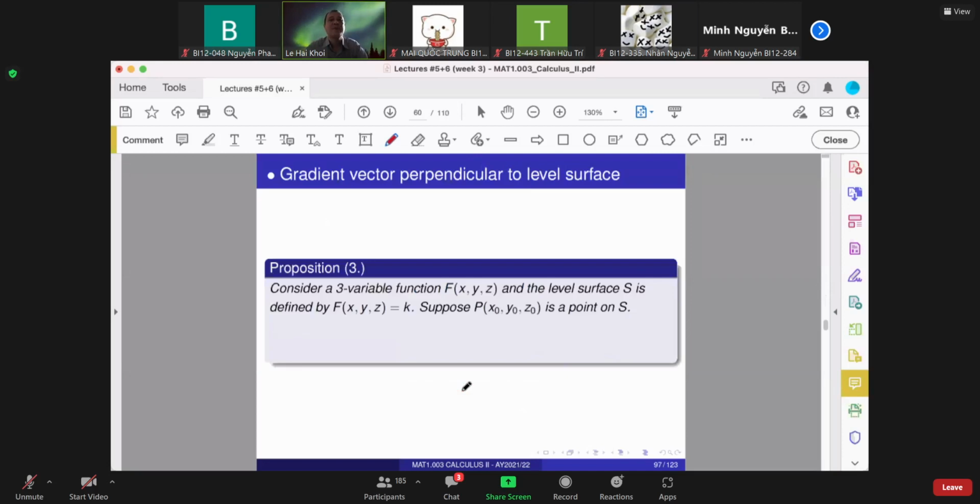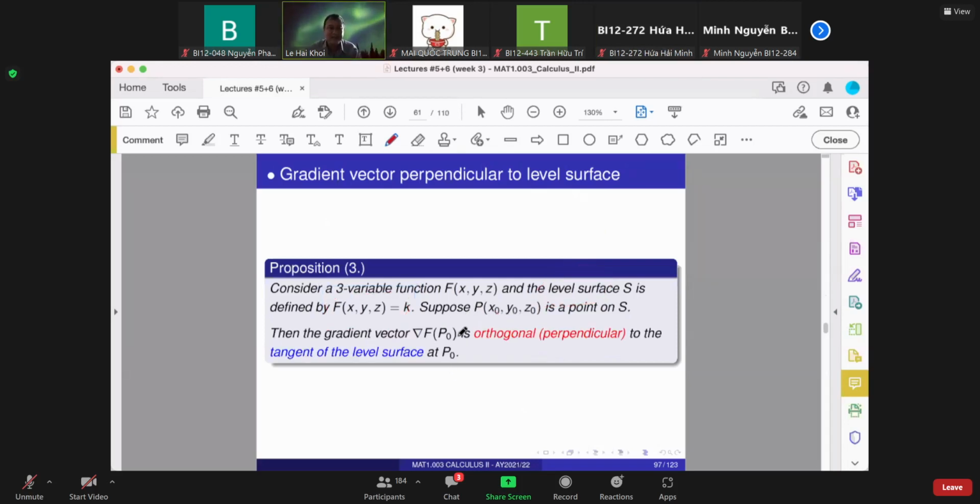Okay, so how about three variables? Exactly the same, but instead of a level curve, now we have a level surface in R3. For the level surface in R3, you have at a point a tangent plane.